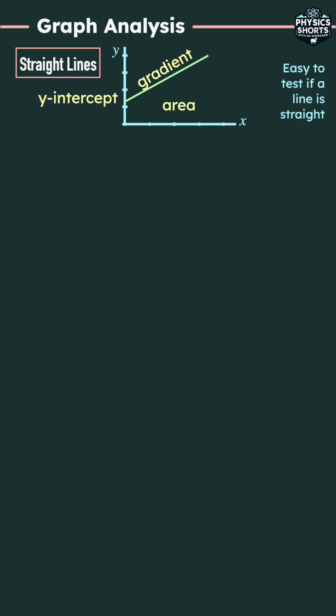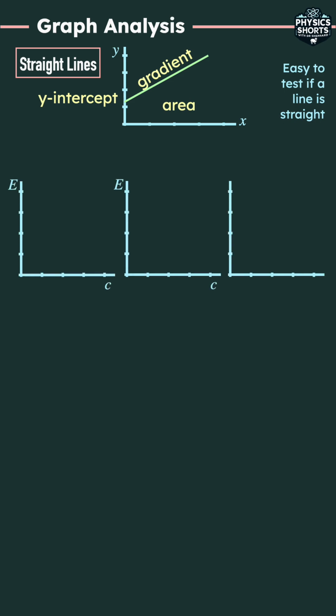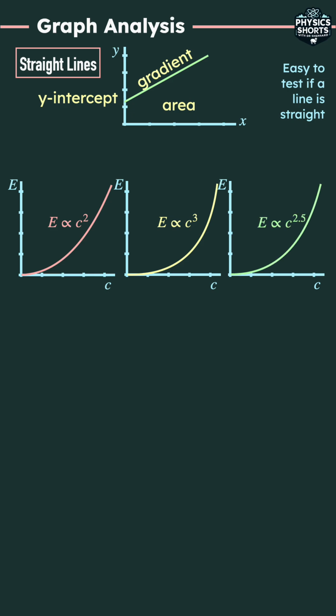So for the equation E equals mc squared, plotting E against c squared gives a straight line through the origin with gradient m. Plotting E against c gives a curve, and it's not easy to see if it is a c squared curve or c cubed curve or even a c to the power of 2.5 curve.